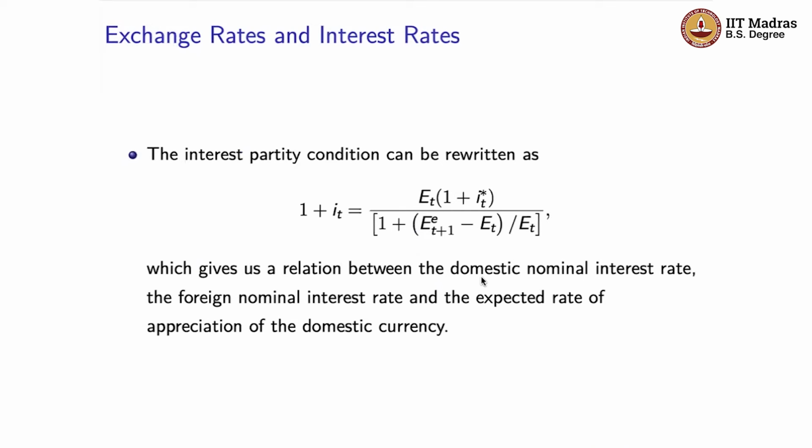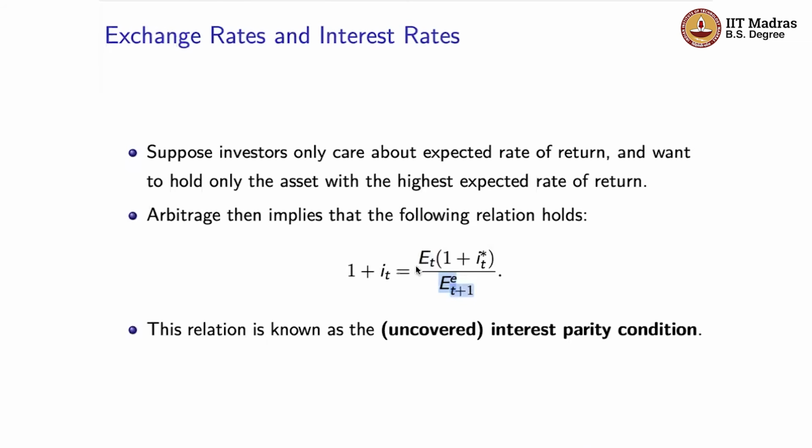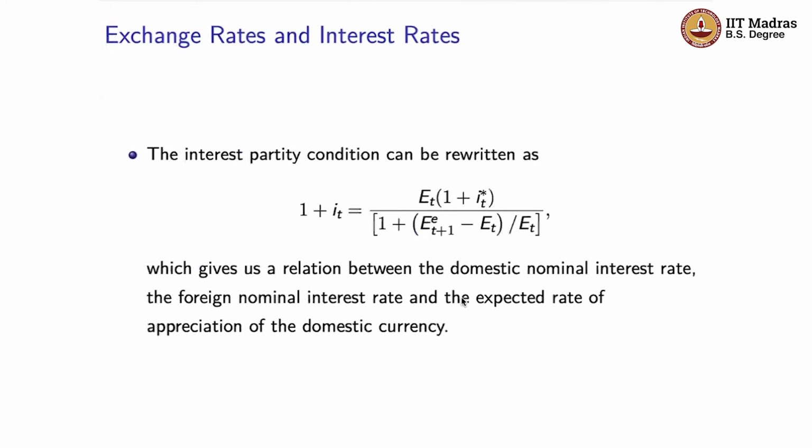So first, note that we can rewrite the interest parity condition as follows. So this is the interest parity condition that we had. What we want to do is divide by ET on both sides. So we end up getting that you have got the denominator here is ET plus 1 by ET, and then we are adding and subtracting ET from both sides, right?